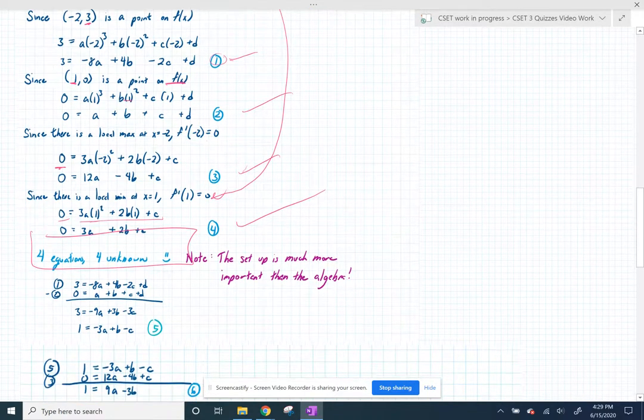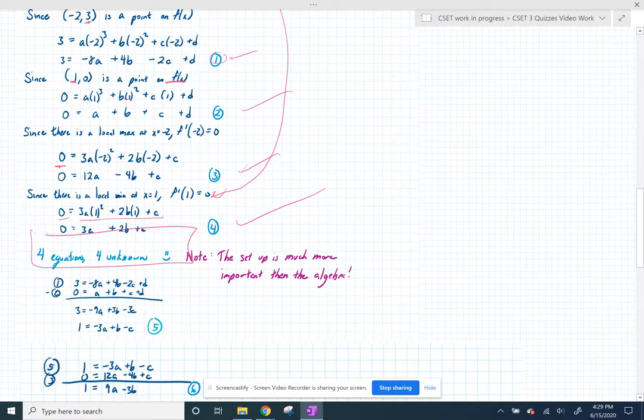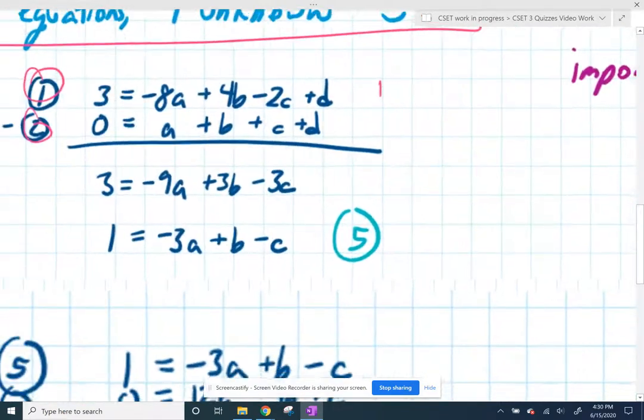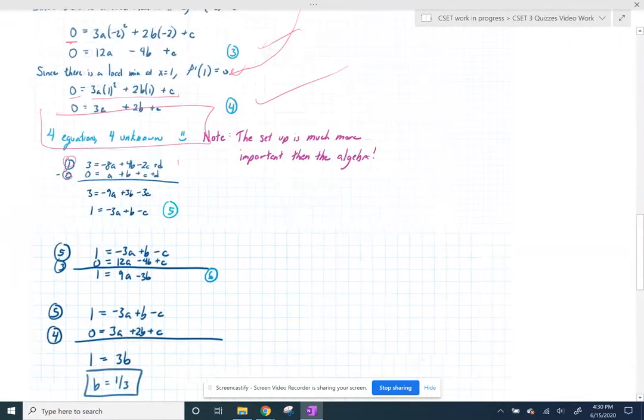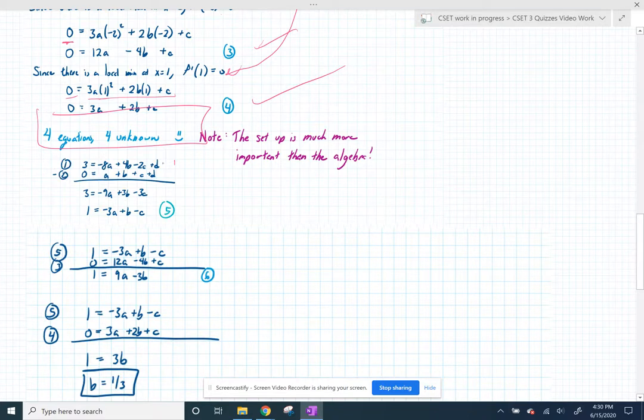All I'm doing is elimination. I think I take my first 2 equations and I just subtract them to get rid of the d's. So if I just rewrote equations 1 and 2, the d's cancel when I subtract them. So 3 minus 0 is 3, negative 8a minus a is negative 9a, and then I divide everybody by 3 because I can, and then I have to stop. So now I got rid of the d's, I get rid of the d's again.